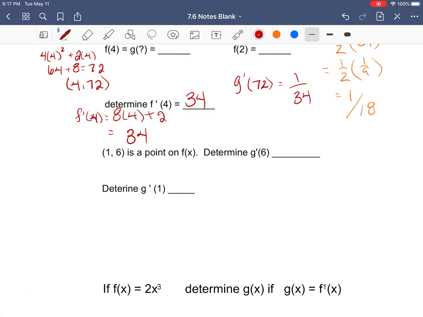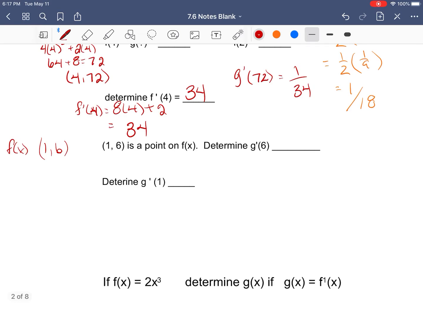(1, 6) is a point on f of x. Determine the derivative of g of x at 6. So on f of x, I'm just going to rewrite that, we've got the point (1, 6). So using that relationship we established, we are on g of x, and we are looking for at 6. Based on that idea, we can assume that it's going to be the reciprocal of the derivative of f of x at 1. So the derivative at 1 is going to be 8 times 1 plus 2, that's going to be 10. Well, then I would expect the derivative of g of x to be 1 over 10.